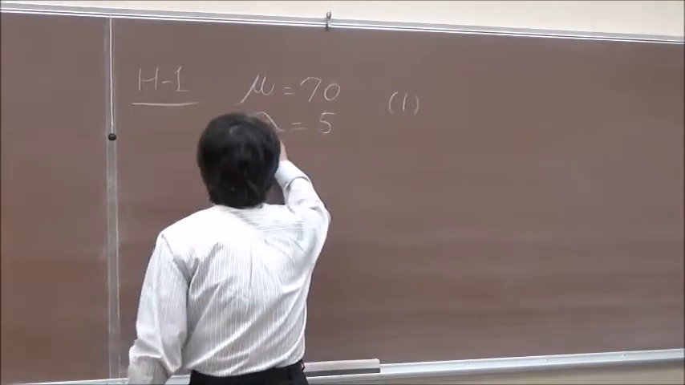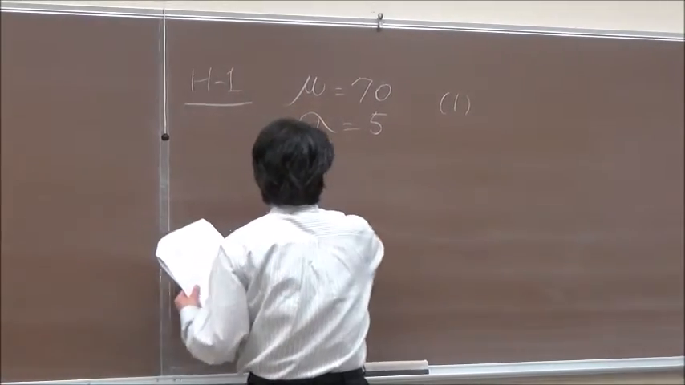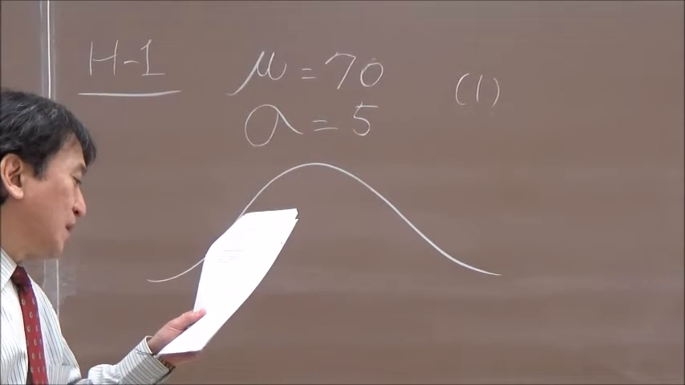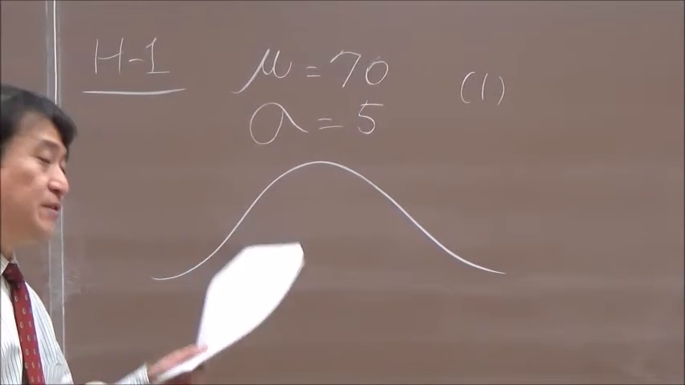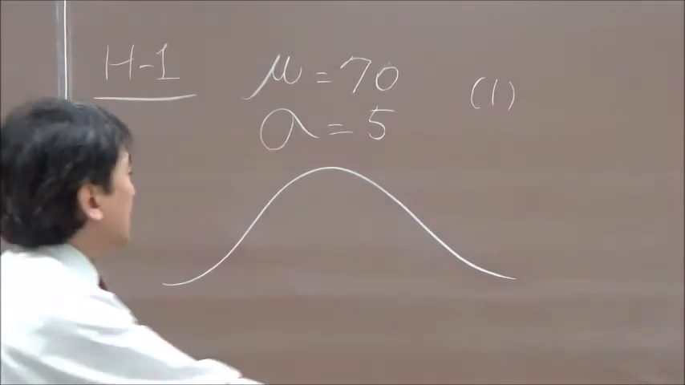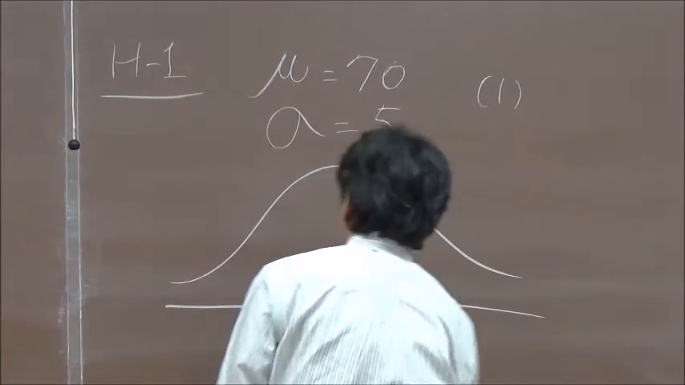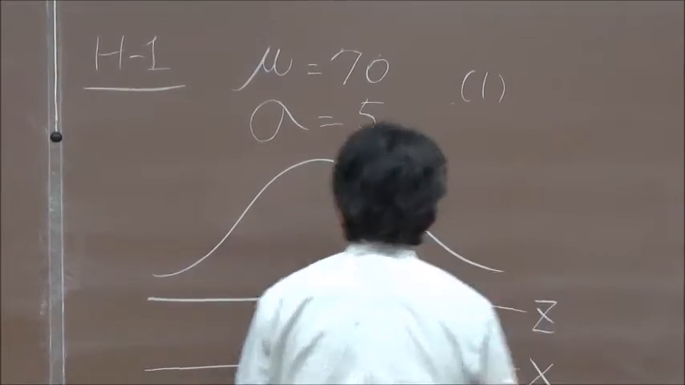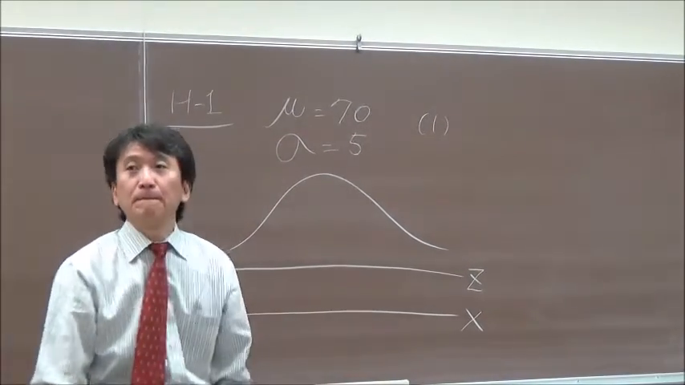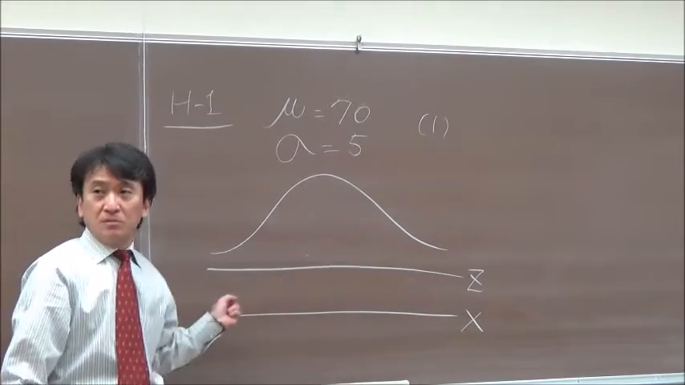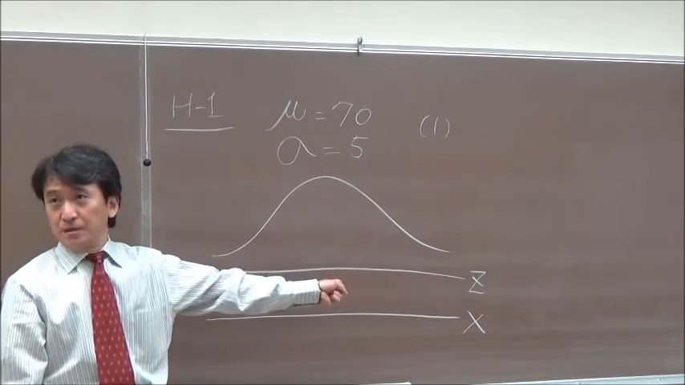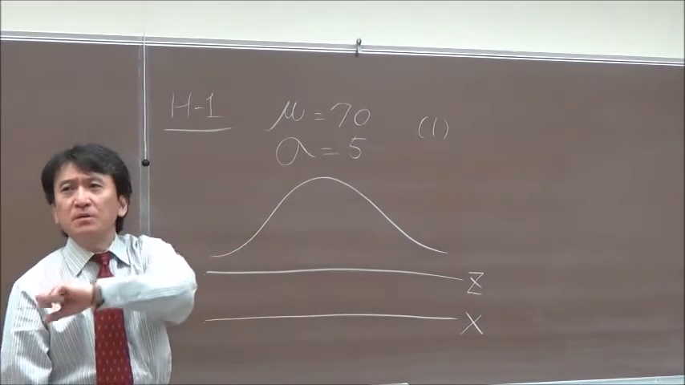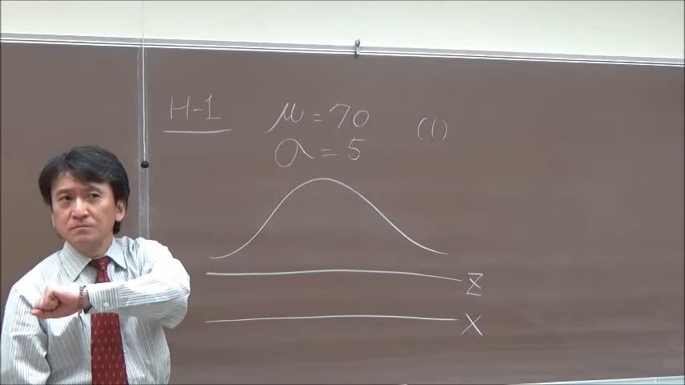Okay, so let's go back to this question. What's the probability of a randomly selected student having a score between 75 and 80, right? Am I correct? The first thing you have to do is draw two straight lines, and then the curve, the normal curve. Everyone knows the shape. With me so far?